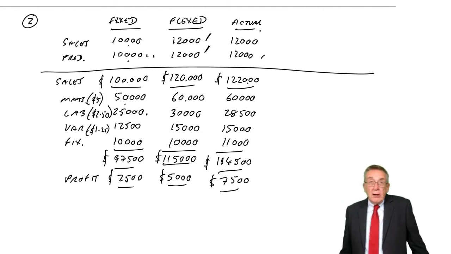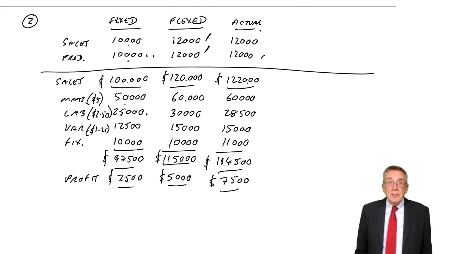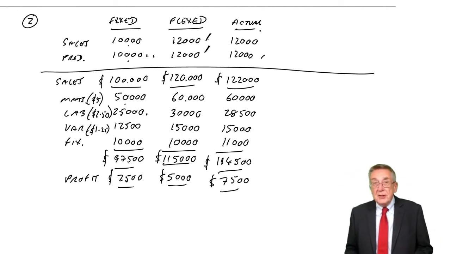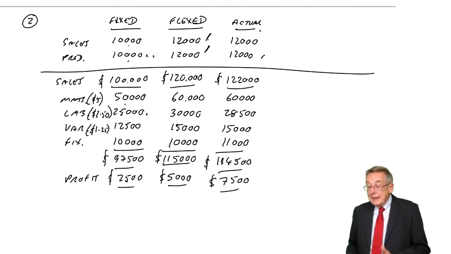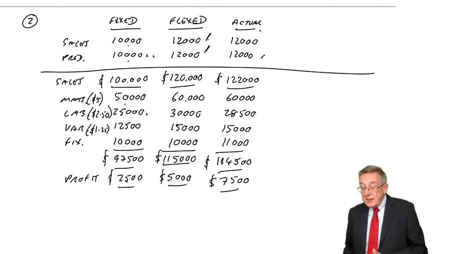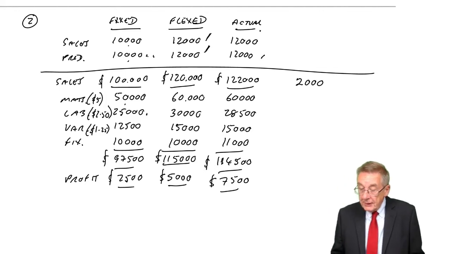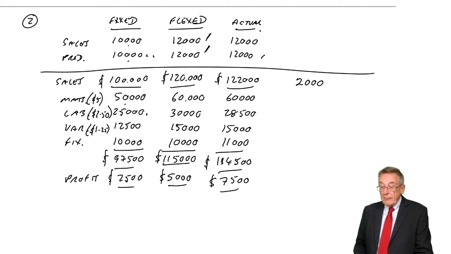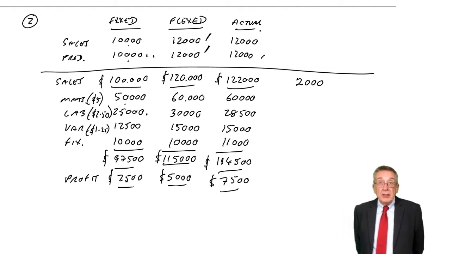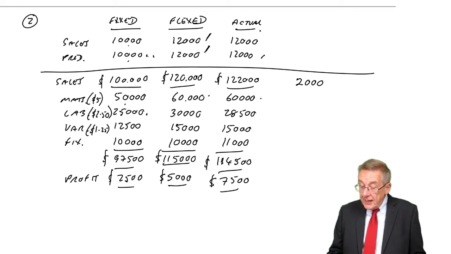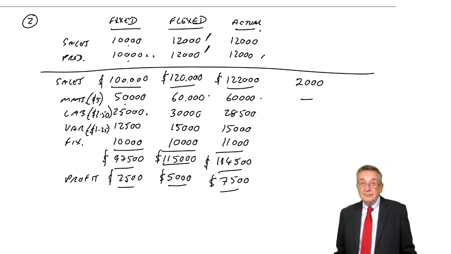Sales. Oh, all right, we've got 22,000 more than we originally budgeted, but given we sold 12,000 units, we should have had 120. We got 122. We've gained 2,000. What about materials? Again, we'd spent a lot more than the original budget, but it's because we produced more. Given we produced 12,000, we expect to spend 60. We did spend 60, no problem.